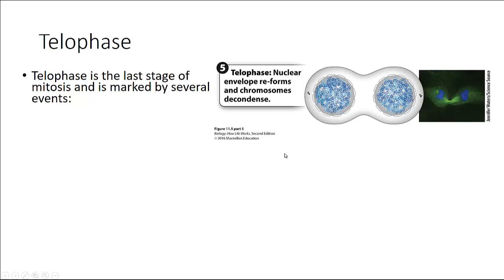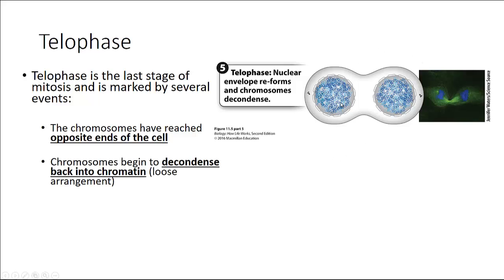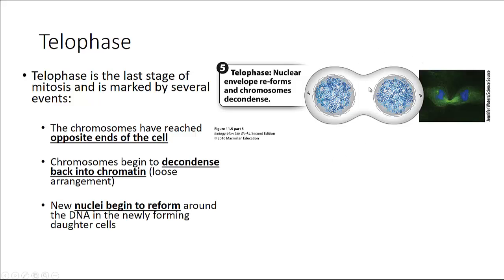Telophase is probably one of the more complex stages. There's a lot going on in telophase, so we're summarizing quite a bit here. But what happens in telophase is the nuclear envelope, which was initially broken down, starts to reform around the nucleus and the nuclear material on each side. So the chromosomes have reached opposite ends of the cell. That's one of the first things about telophase. And the nuclear envelope begins to reform.